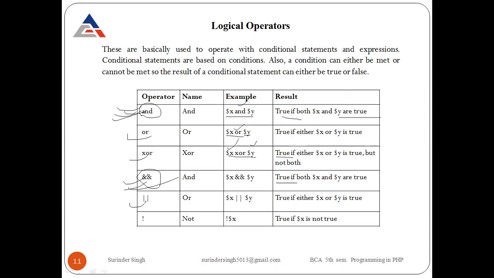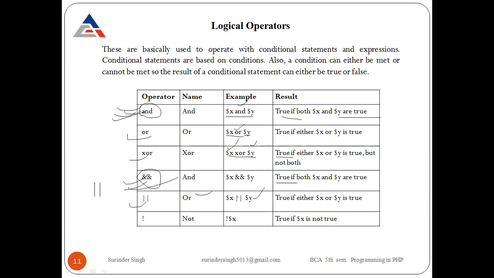And here the logical or operator has a double line. Okay, the name is or, x or y. Clear? True if either x or y is true. If x or y is true, then it returns true.